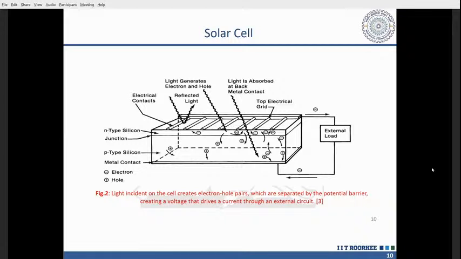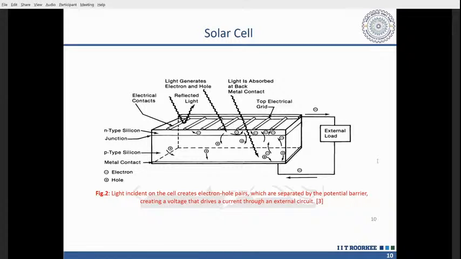So when more electron-hole pairs are generated, and the light falls on the diffusion region or depletion region, more electrons are going to be released, then the flow of current will be higher, and the energy and the power content will be higher. So that is one reason.